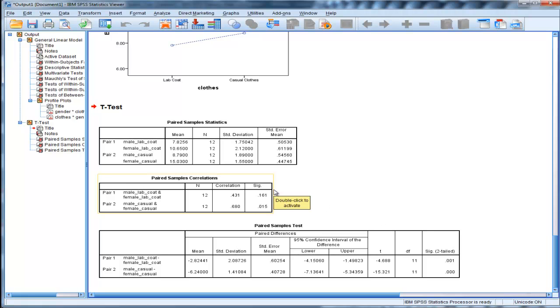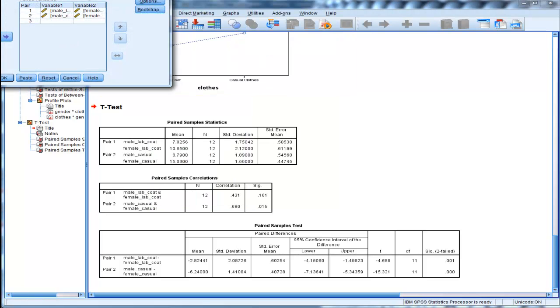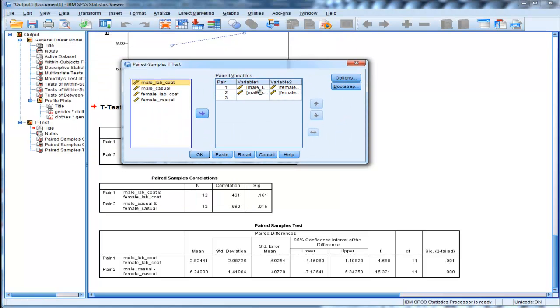Now I could have isolated in a different direction, looking at compare means, paired sample t-test, and compared clothing type, because that's also a main effect that I might be interested in looking at. Does having a lab coat versus wearing casual clothes have an impact on memory performance in these males? That was the second main effect, and I might want to interpret that main effect.